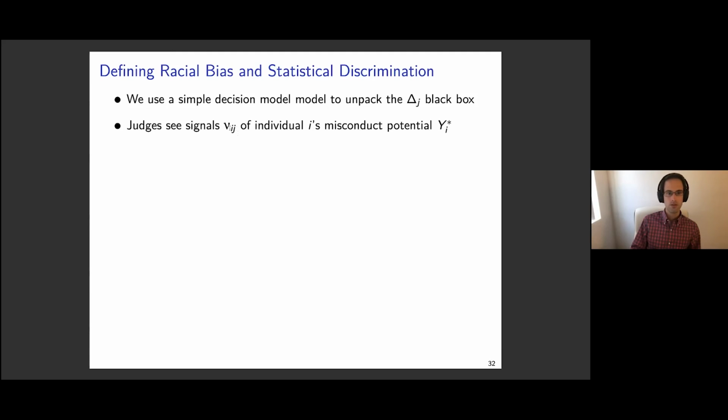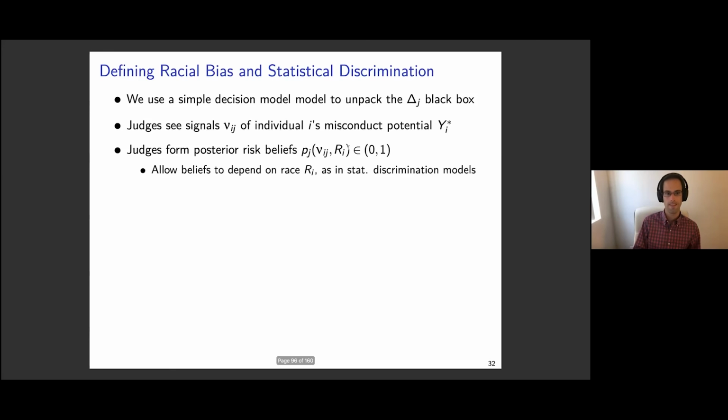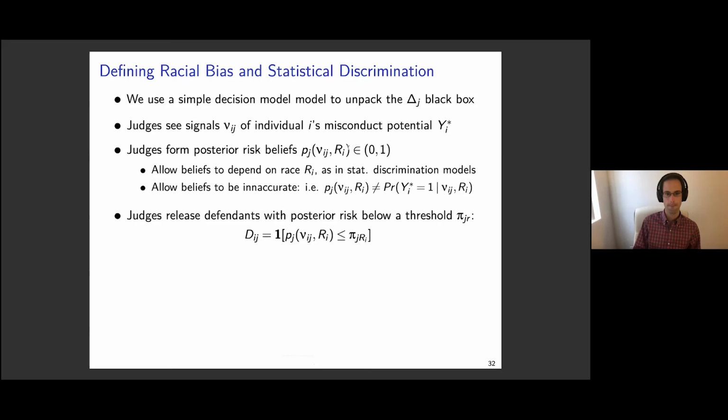Okay, so we're going to assume that judges see signals of individuals' misconduct potential, Y star. They form some belief given that signal that could also depend on race. So this is going to be as in statistical discrimination models. We're going to allow beliefs to be inaccurate. So judges are going to release defendants if the posterior risk is beneath some threshold for release. And so racial bias here, inaccurate beliefs or racial animus, is going to imply that the effective thresholds are different by race. We're not going to be able to do anything to disentangle those two sources.